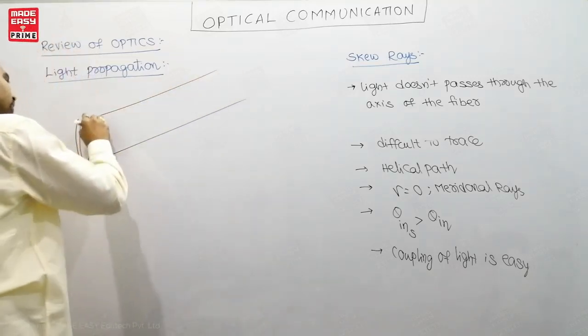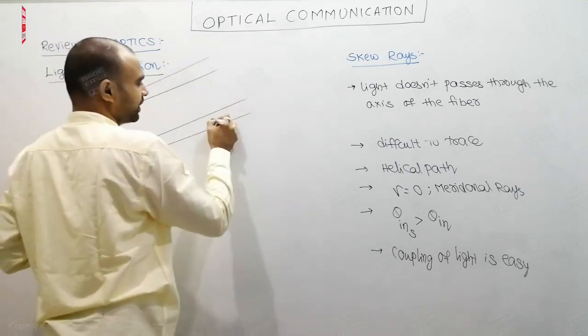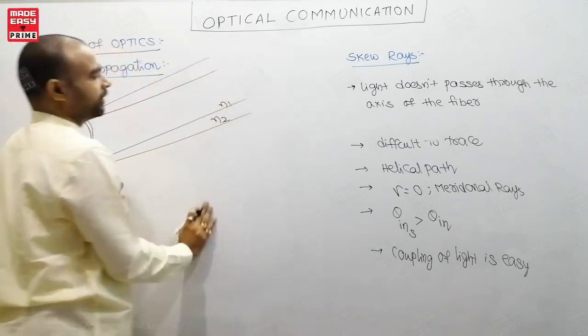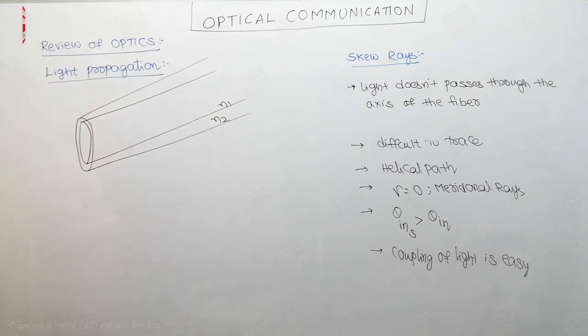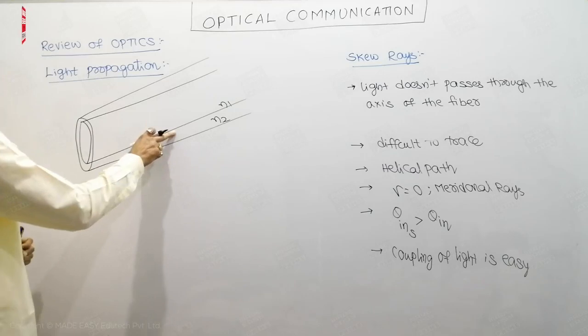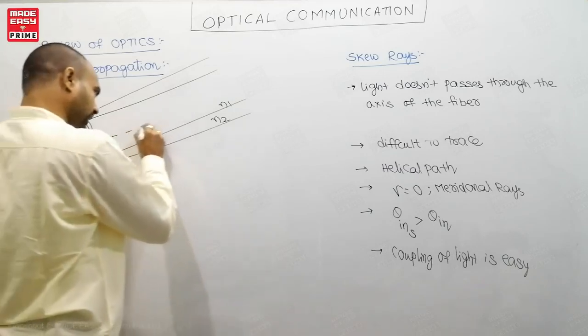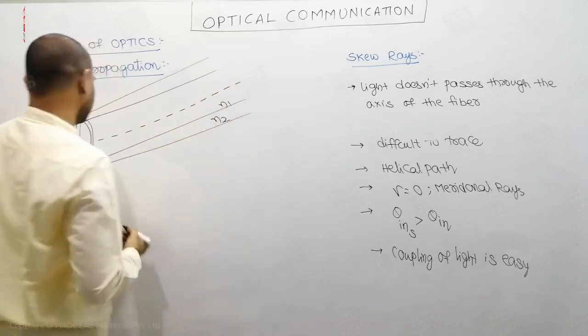This is called the core and cladding of the fiber, as shown in the figure. This is N2 and N1. N1 is the refractive index of the core and N2 is the refractive index of the cladding. This acts as a boundary between the two mediums, right? And this is called the axis of the fiber.